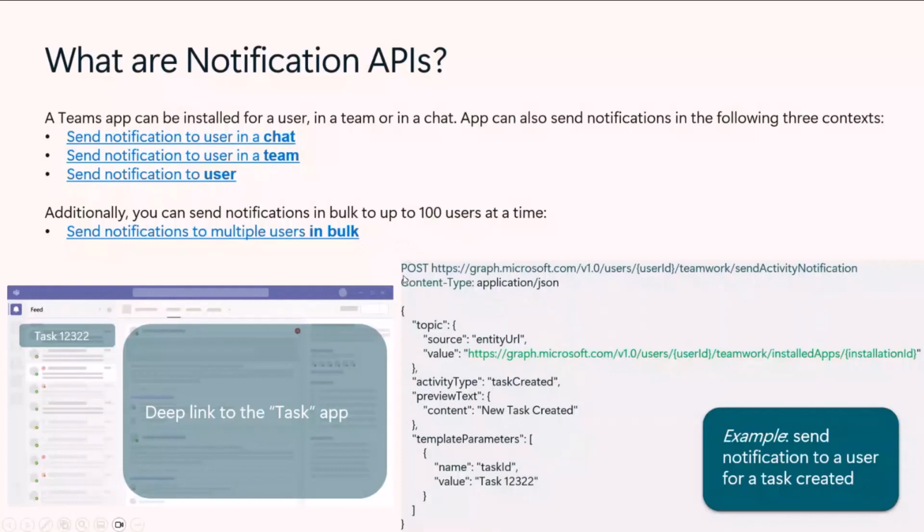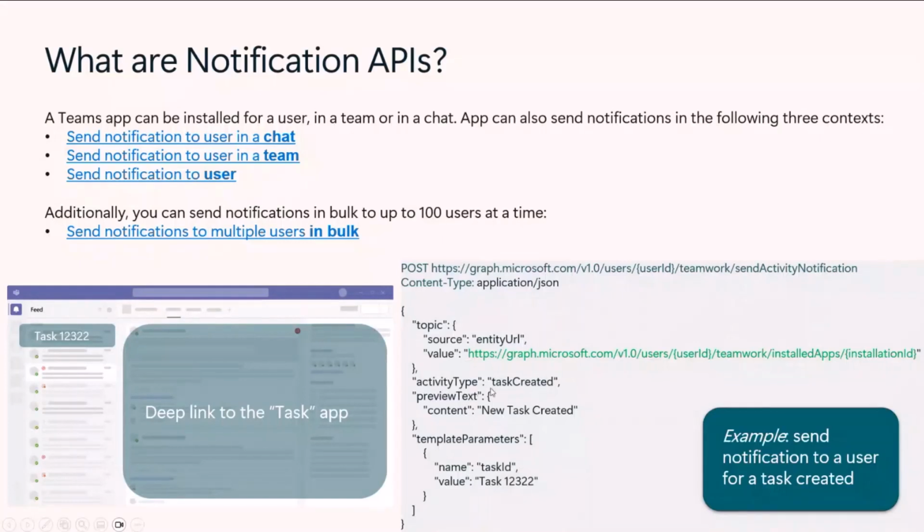So what the API looks like and what will the UX look like. Here's an example of sending notification to a user for a task created. Here you will call against our endpoint, which is send activity notification. And then you will give us a source URL, which allow us to deep link to your app in the right pane. So this loads up the richer experience, and it directly bring user from Teams into your app, so that improve the user engagement and retention there.